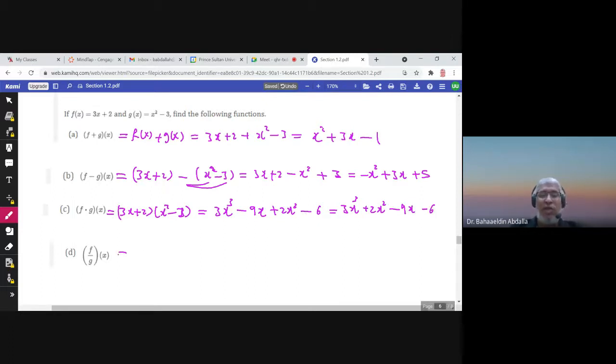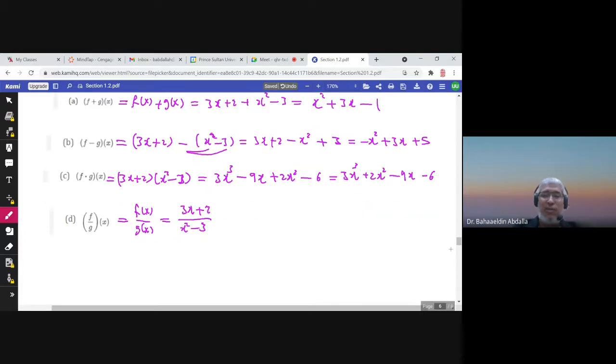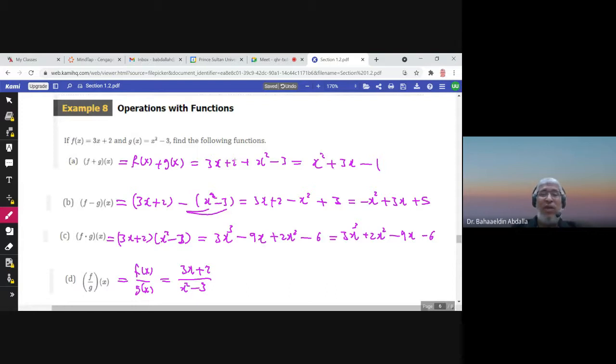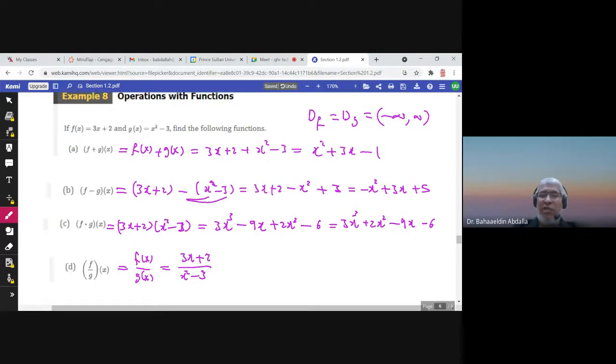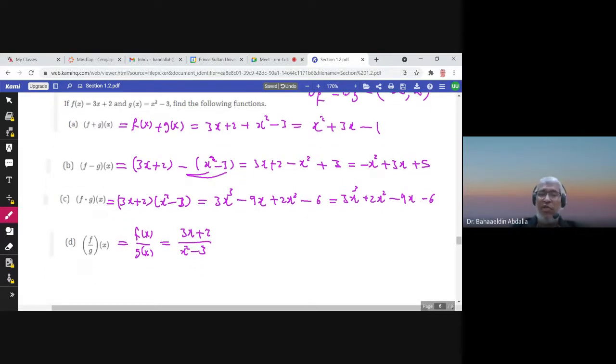F over g would be f of x over g of x, and this would be 3x plus 2 over x squared minus 3. This is f over g of x. Notice here the domain of f is the set of all real numbers, and the domain of g is also all real numbers, because we don't have a denominator and we don't have a square root.